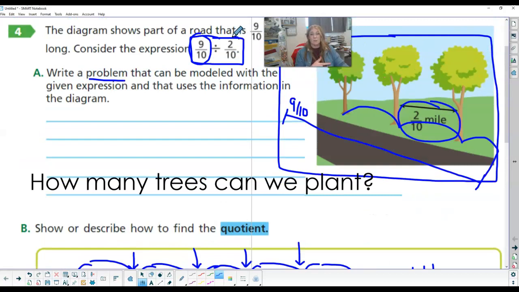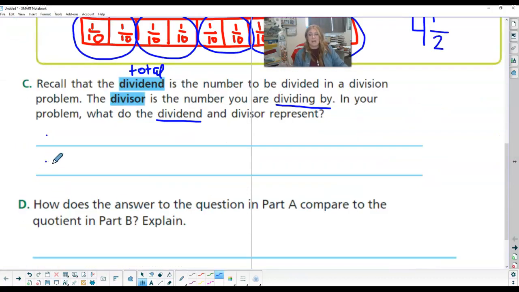And then the divisor, what are we cutting it into groups of? We're cutting into groups of 2/10. So what are we doing? Every 2/10 is the divisor, representing that. So we know our dividend is 9/10. What does that mean in the story problem? Sorry, I misspoke earlier. The dividend is 9/10. What does that mean in the story problem? Our divisor is 2/10. What does that mean in the story problem?